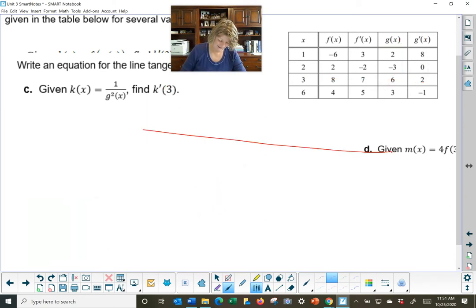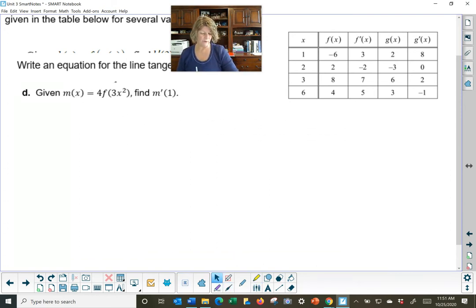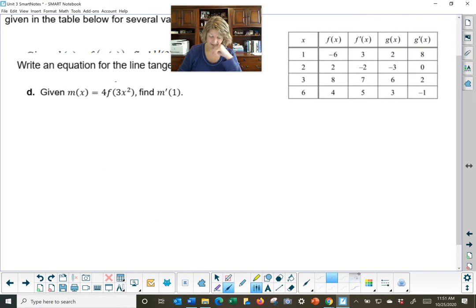Next, D. I just want to get through the guts of this. D. Ooh. We got a 4 multiplier. That doesn't bother me, right? We're just going to move 4 out front and then do the derivative of f of 3x squared. All evaluated at 1. These can be challenging. And you know what? With a little bit of practice, you will get very good at these. And that's a great thing because the AP does love to do these.